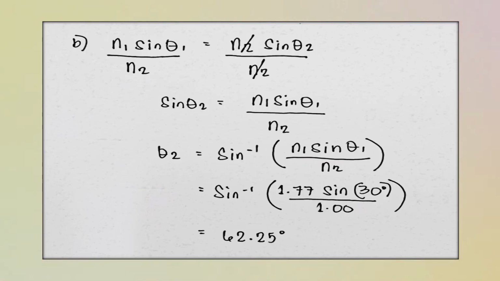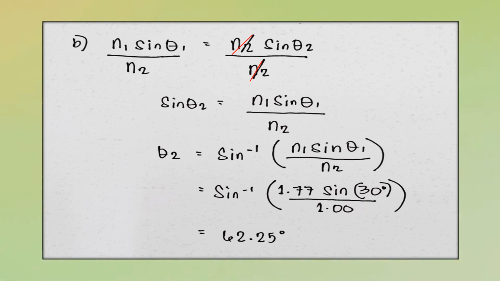To get the angle of refraction, we have to use Snell's law equation, which is n1 sine theta 1 is equal to n2 sine theta 2. And we are looking for the angle of refraction. Therefore, we have to divide both sides by the value of n2. So cancel n2, n2. Okay, we have sine theta 2 is equal to n1 sine theta 1 divided by n2.